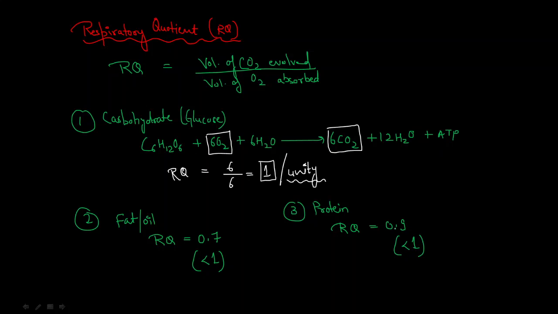They can directly ask you the value of the RQ for protein or for fat, or they can also frame the question in a form like less than 1, more than 1, or equivalent to 1. So in the case of fat as well as protein, the RQ will be less than 1 only, right?